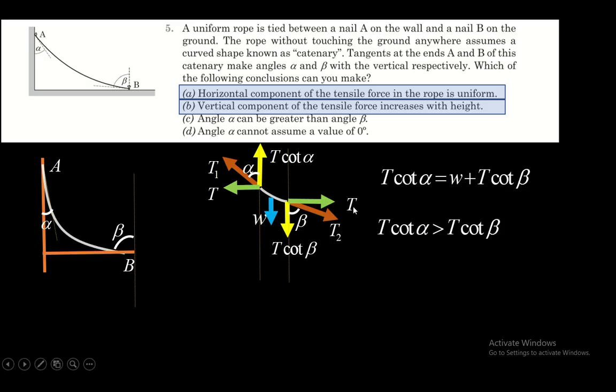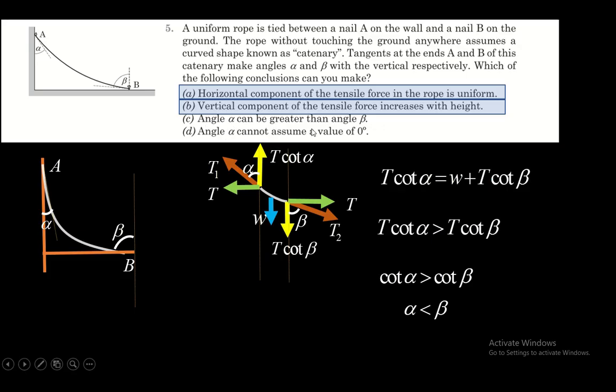Yes, it's true, because the vertical component at greater height has to be more because it has to balance the weight of the part as well along with the vertical component at the lower height. So from here we have cot alpha more than cot beta, or alpha is less than beta. So option C is incorrect. It is saying the opposite of it.